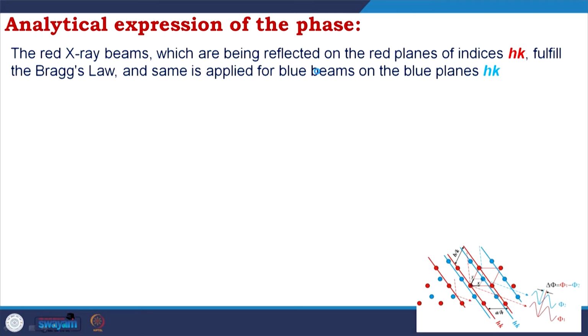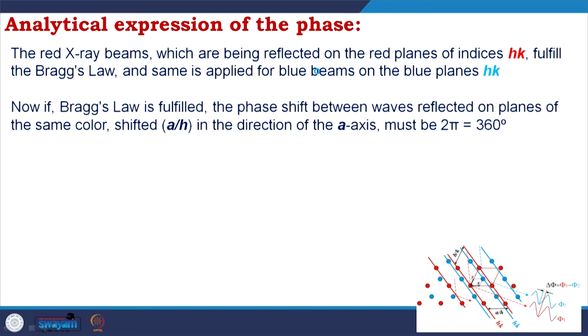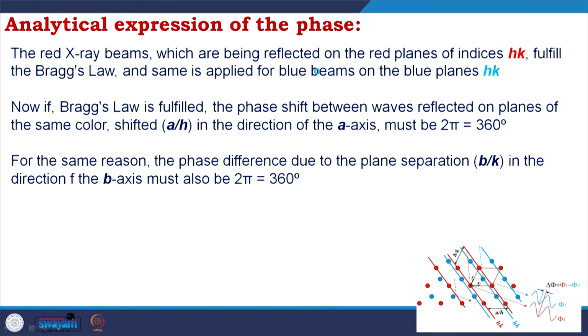So, the red X-ray beams which are being reflected on the red planes of indices hk fulfill Bragg's law, and the same applies for the blue beams on the blue planes hk. Now, if Bragg's law is fulfilled, the phase shift between waves reflected on planes of the same color shifted by h in the direction of the a axis must be 2 pi, equal to 360. That is how Bragg's law is maintained. For the same reason, the phase difference due to the plane separation by k in the direction of the b axis must be 2 pi, equal to 360.